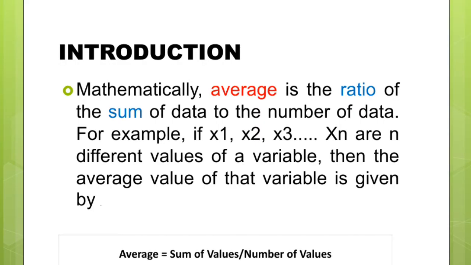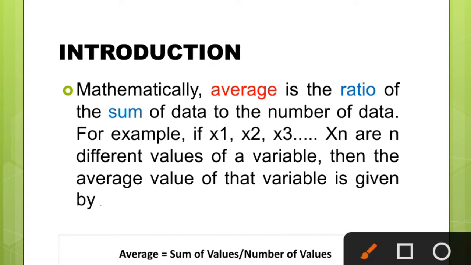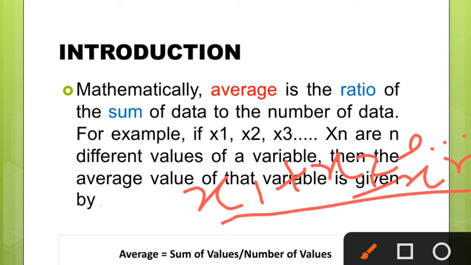Average is the ratio of the sum of data to the number of data. For example, if we have some numbers x1, x2, x3 and xn as different values of a variable, then the average value of that variable is given by x1 plus x2 plus and so on plus xn divided by n. So average is actually the sum of numbers divided by the number of data. So sum of values by number of values is called average.